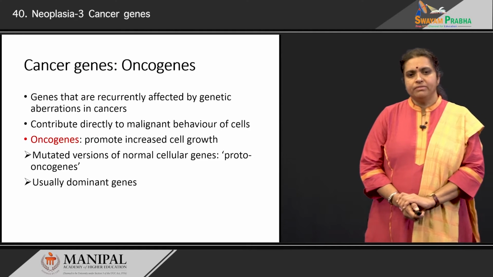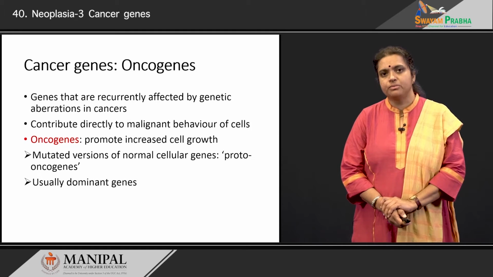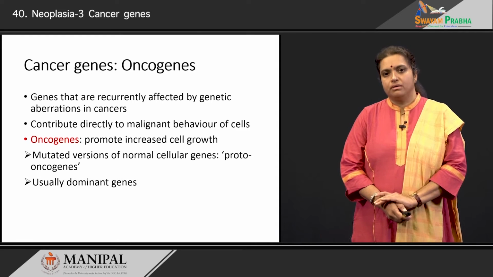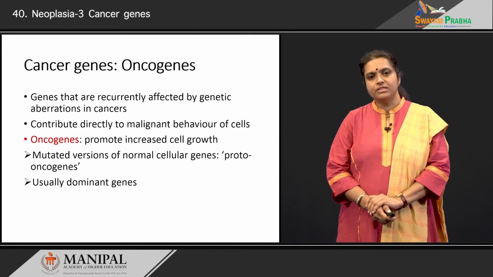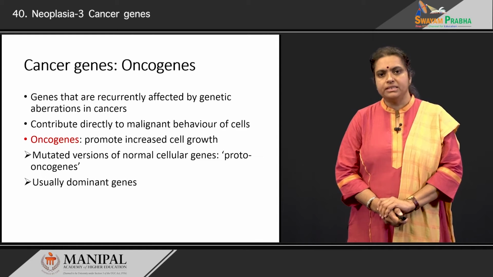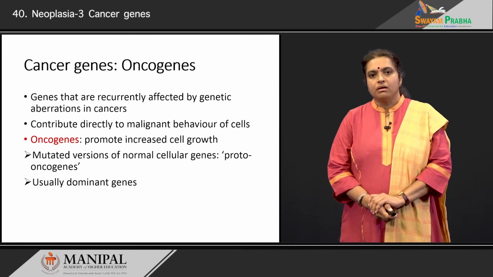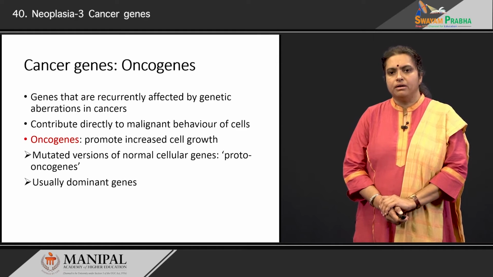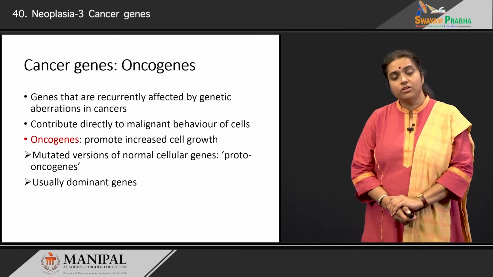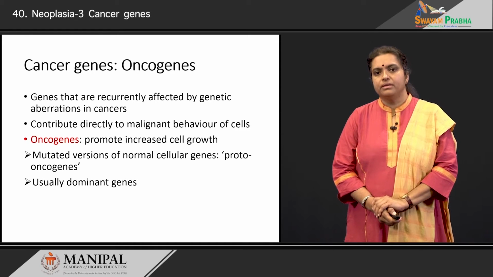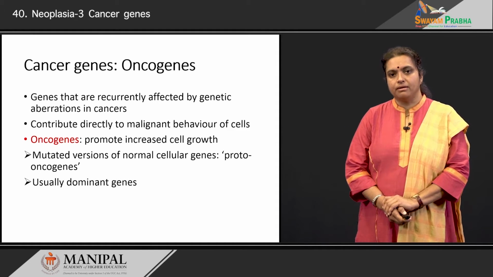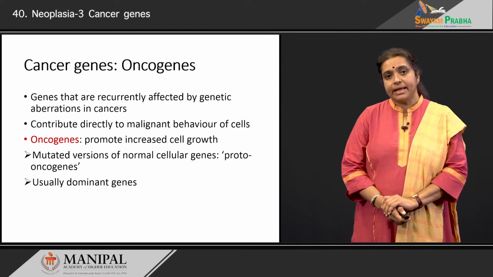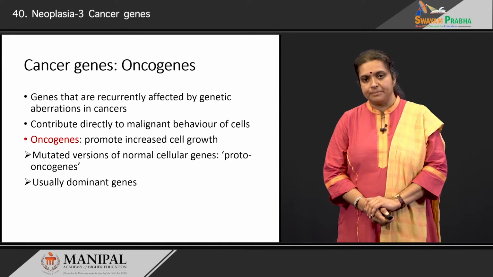Okay, we will set aside the inherited cancer syndromes for a while and talk about the normal cancer driving genes. So, first we will come to the first class of these genes, that are the oncogenes. Now, as I already mentioned, these are genes that are recurrently affected by genetic aberrations in cancers. Oncogenes are commonly affected in cancers, and that is why they are the main class of cancer causing genes. Now, these contribute directly to the malignant behavior of cells.